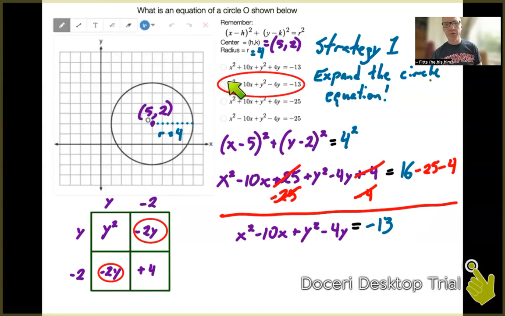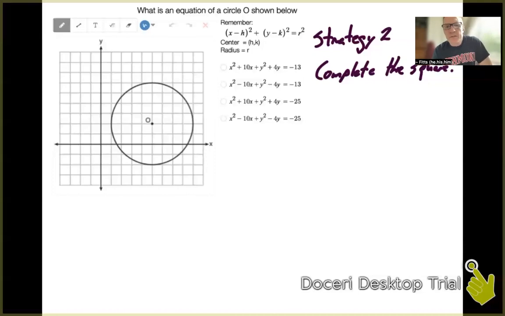I thought this method was pretty clever, and it was a nice way to think about it. So we're going to look at another strategy next, so let's take a look at this second strategy.